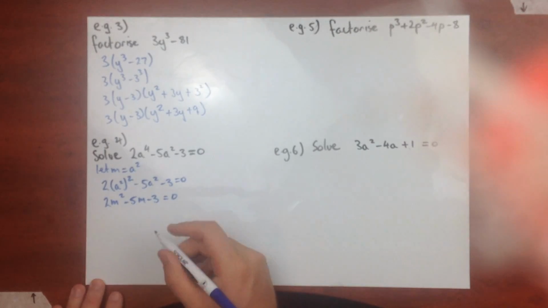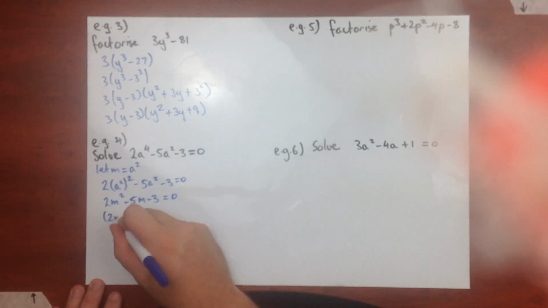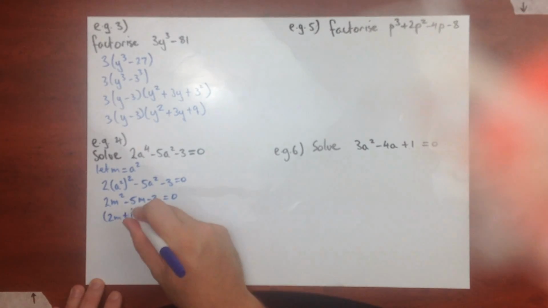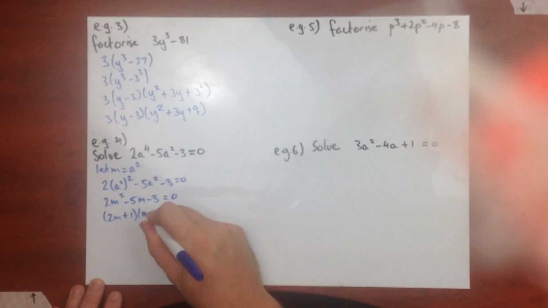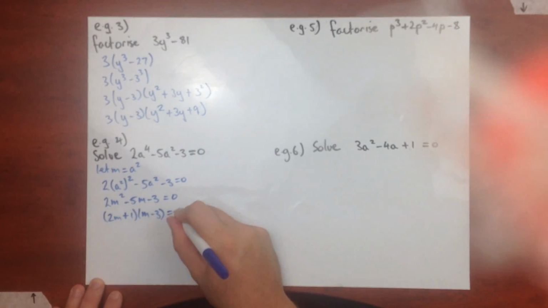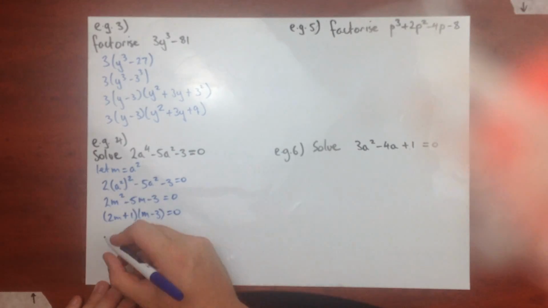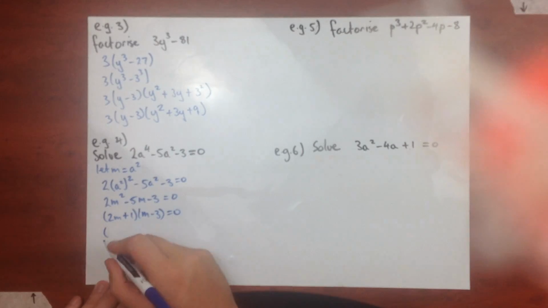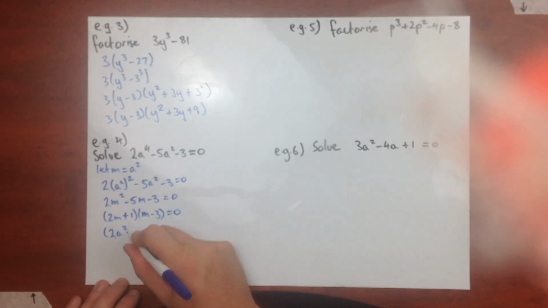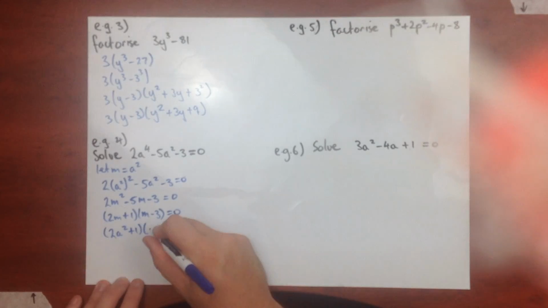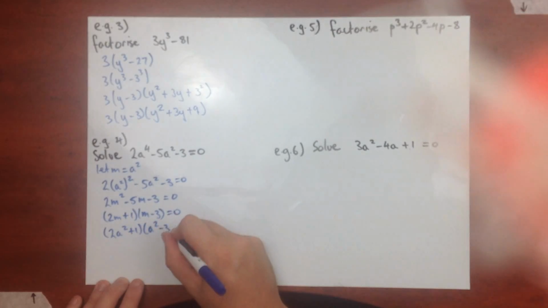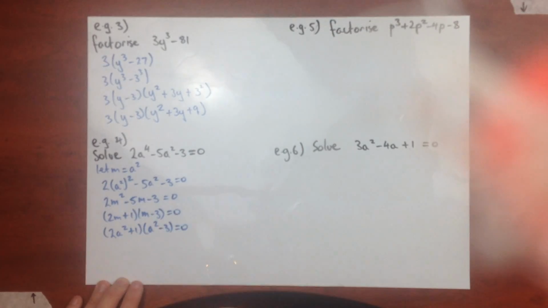So this can factorise: 2m plus 1, m take 3 equals 0. So you can see that's going to work. Now at this point, we can actually put our a back in. So we've got our a squareds back in, so 2a squared plus 1, a squared take 3, equals 0.